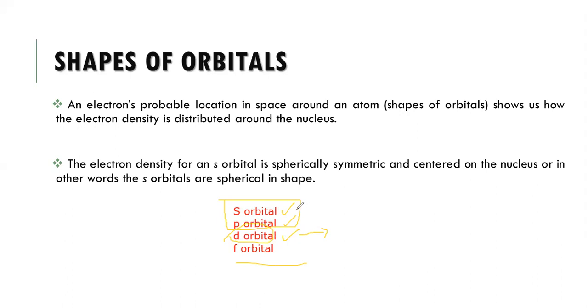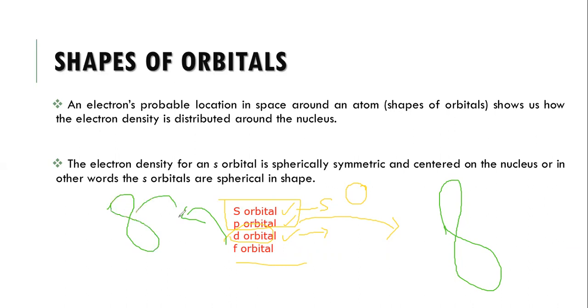The s orbital is always spherical in shape. When you take the p orbital, I will use another color, it is always the dumbbell shape. When you step into the d orbital, it is the double dumbbell shape. It should be like a flower. The f orbital we are not studying here.